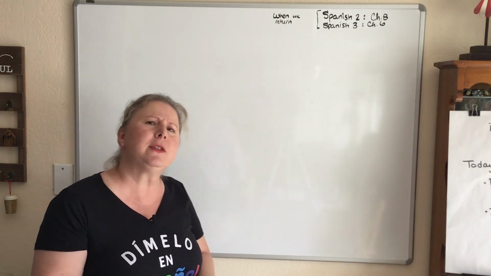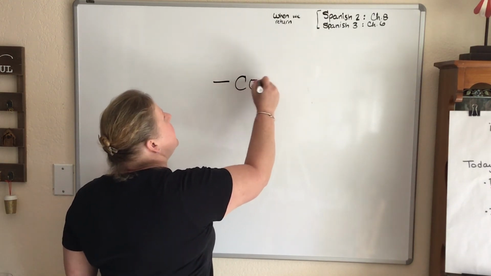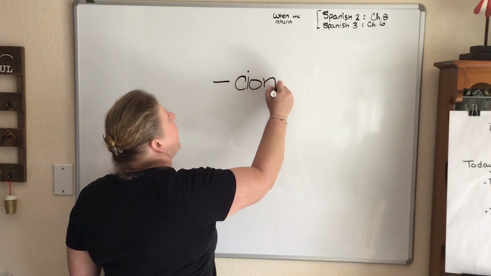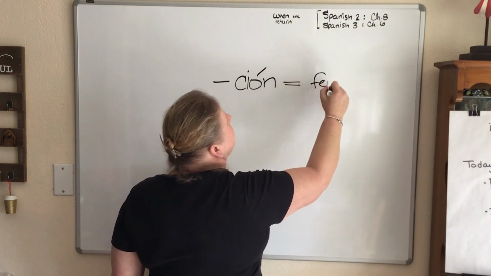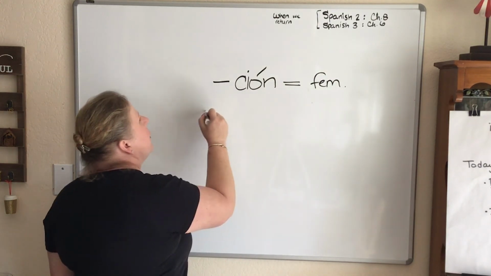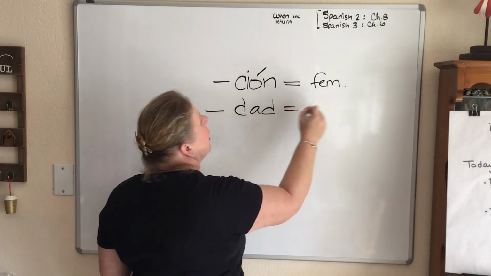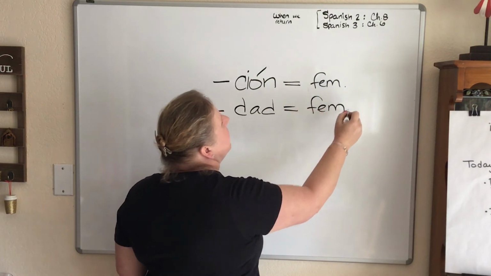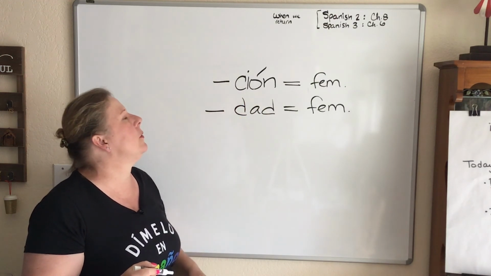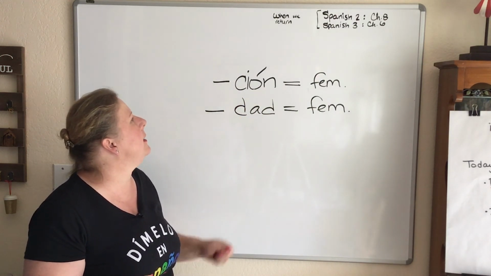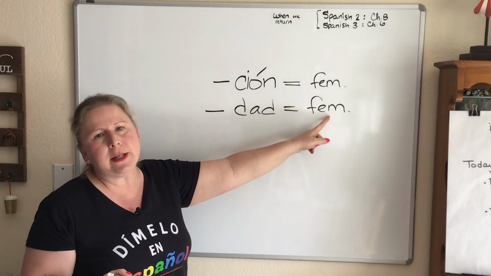I'm also going to give you some clues. If a word ends in c-i-o-n, that's always feminine. If a word ends in dad, like ciudad, also feminine. All right. So these are some clues for you. So if you see that they end in these combinations, you know they're always feminine.